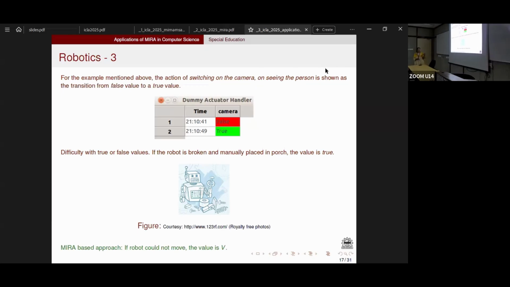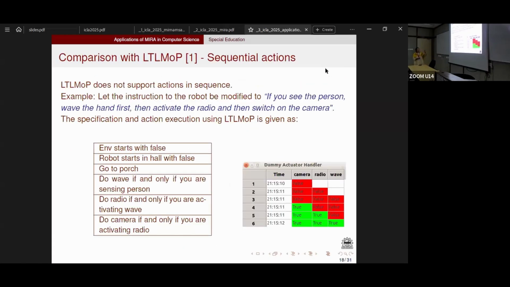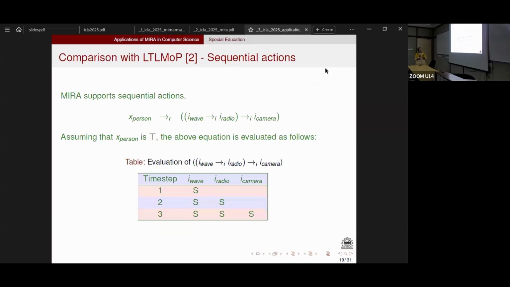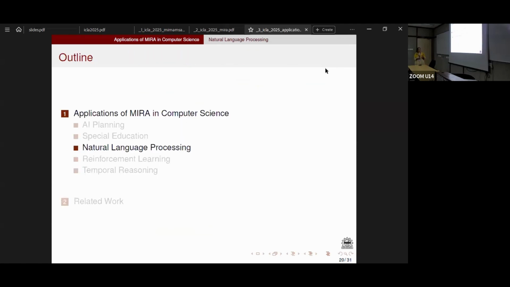Whereas this kind of approach can be avoided with MIRA, because only if the agent does the work, then it is evaluated to S, otherwise it is V. So this is another example of it, where it is only true or false value. Whereas in our case, it would be the agent doing the task, whether it is satisfied or violated.